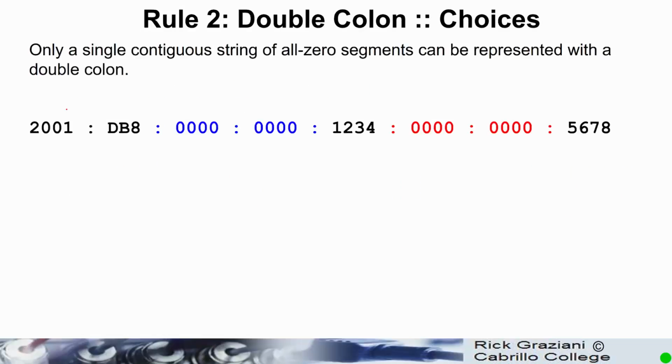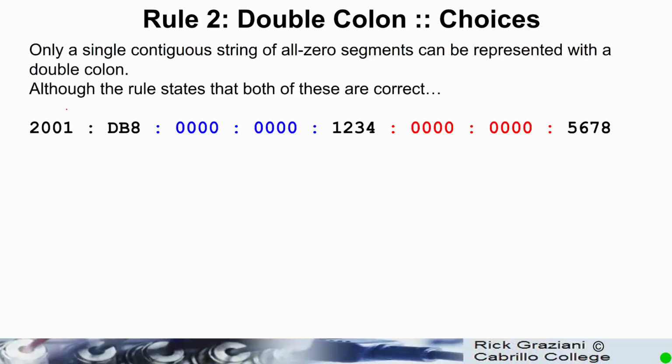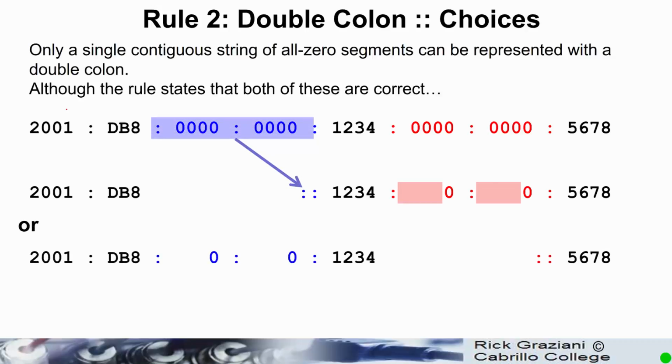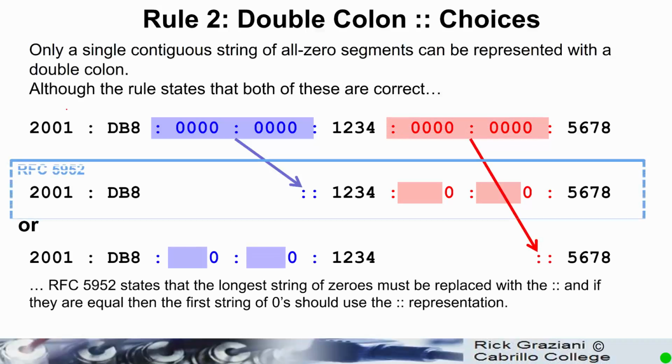Remember, the big thing here is we can only use the double colon once. While RFC 5952 doesn't state the longest string of zeros has to be replaced, a common practice is to replace the first set. So here we have 2 sets of zeros. We can only use the double colon once. So we're going to use the first set and remove the leading zeros, or we go to the second set and then remove the leading zeros. Both are correct.